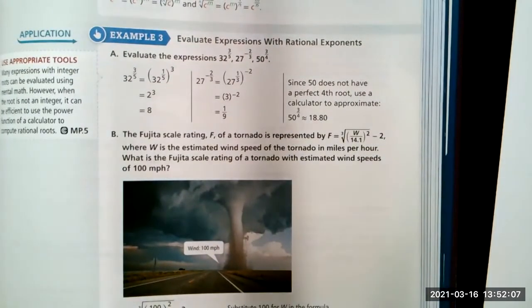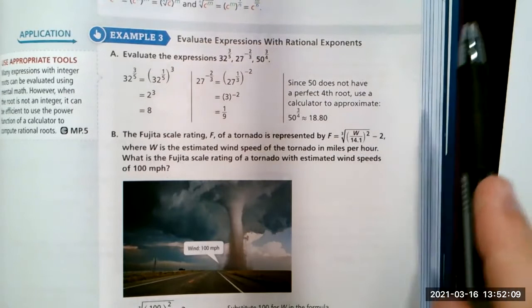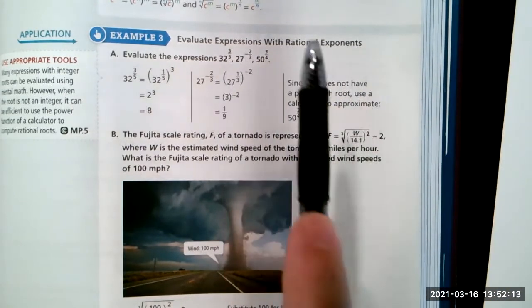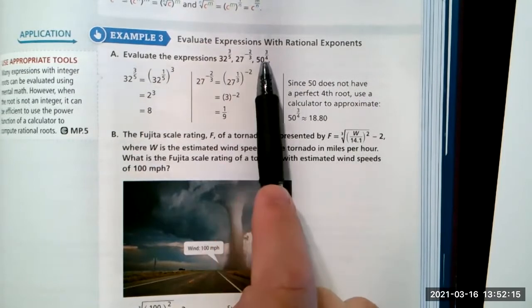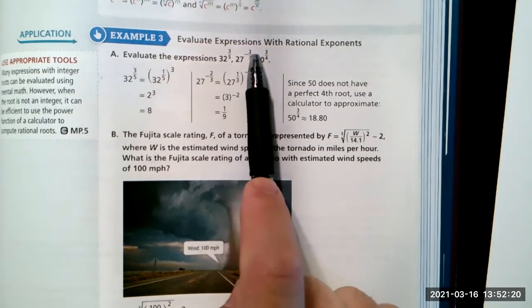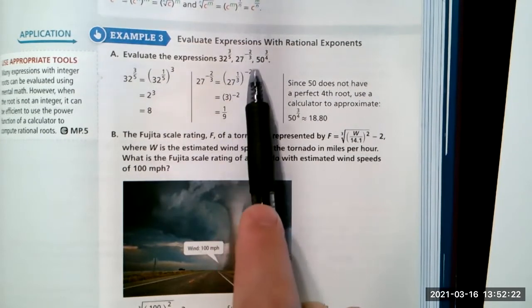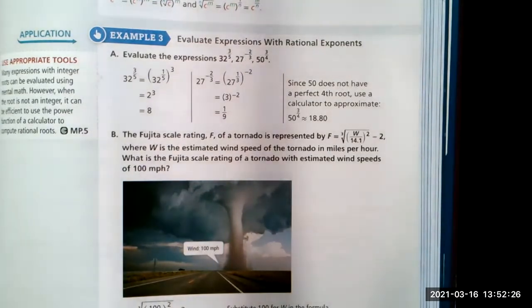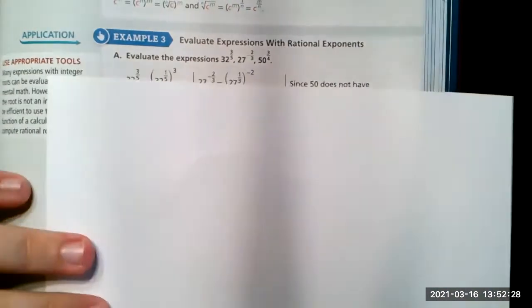Example 3 on page 241, evaluate expressions with rational exponents. They're starting off with three different things. So 32 to the 3/5 power, then 27 to the negative 2/3. That's interesting. And then 50 to the 3/4. So let's go ahead and look at these. 32 to the 3/5.